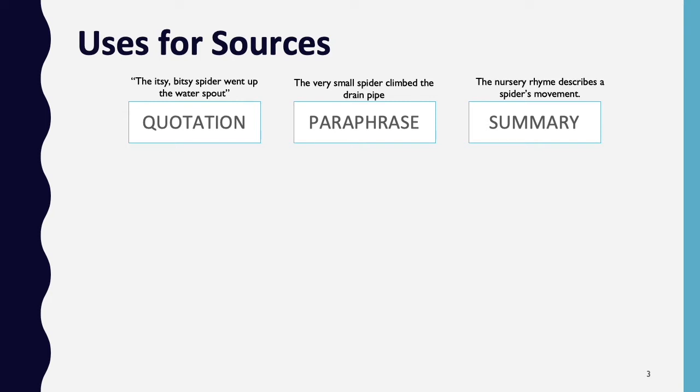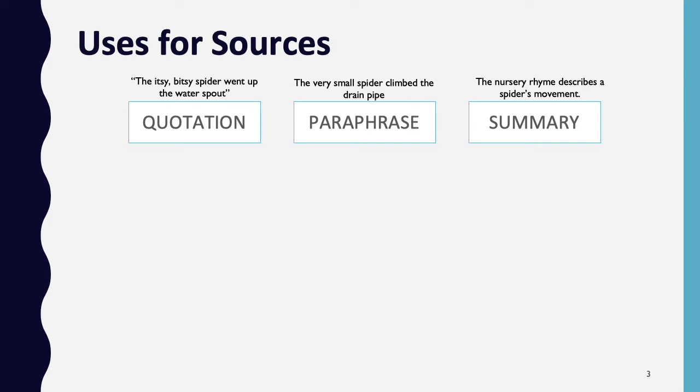A paraphrase relays the idea or theme of the source material, but puts it into your own words and sentence structure to clarify what a passage in your source is saying. For example, a person who does not know the specific phrase itsy bitsy would understand the quotation better when the spider is clarified as being very small. A summary gives the main idea or argument of the source as a whole in a brief way. It briefly tells us what the nursery rhyme is about without offering many details.